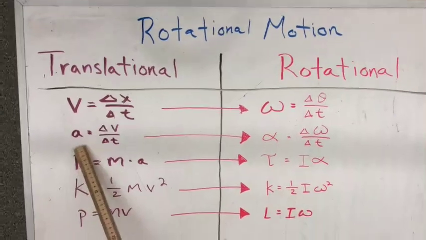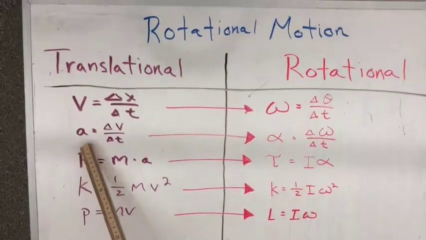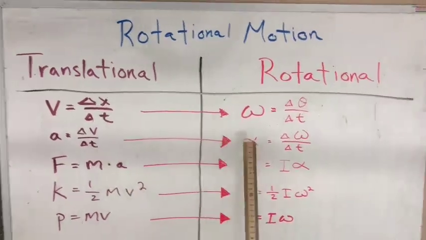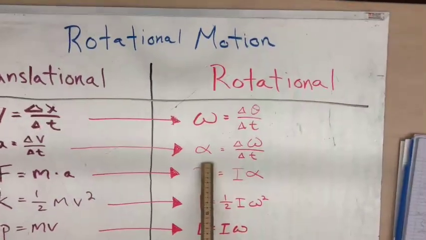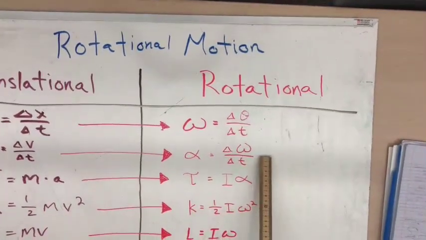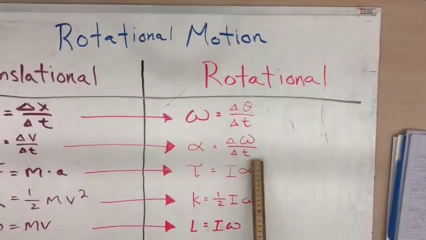We also know in the translational world that acceleration is change in velocity over change in time. In the rotational world, we use alpha, which is the angular acceleration, and that is a change in omega, the angular velocity, over the change in time.